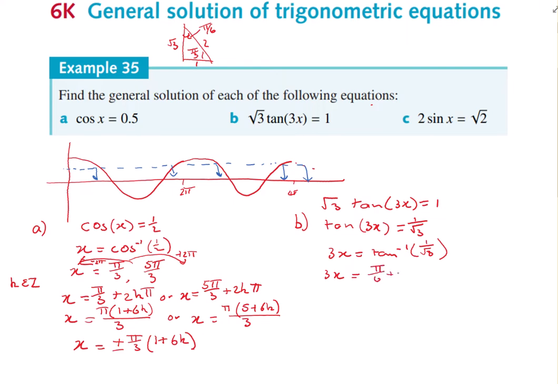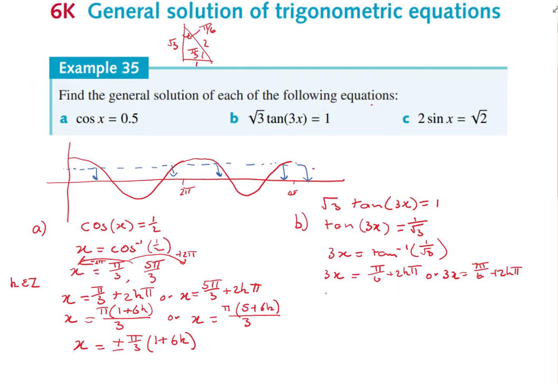plus 2k pi, because you could go around the unit circle any number of times you wanted, or 3x equals, so where else is tan positive? That's the third quadrant, so we use pi plus theta, so pi plus pi on 6 is 7 pi on 6 plus 2k pi.